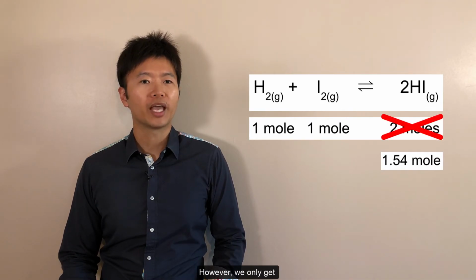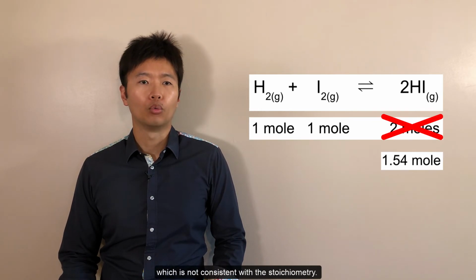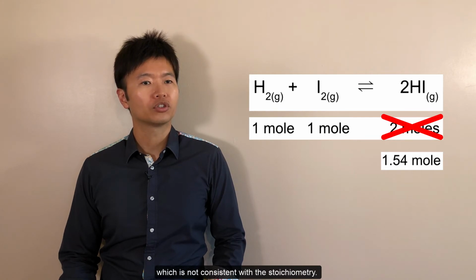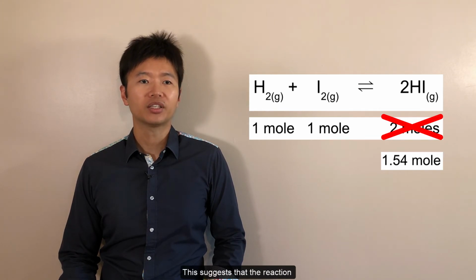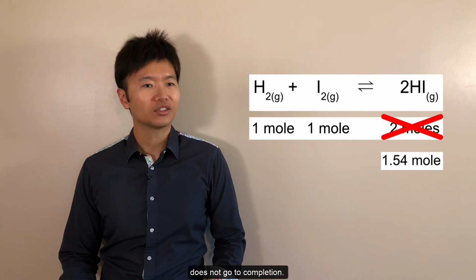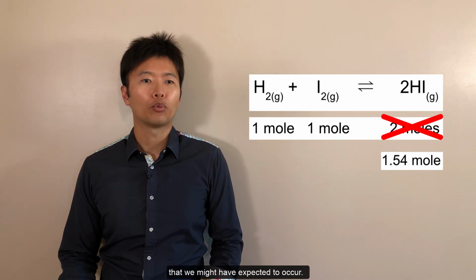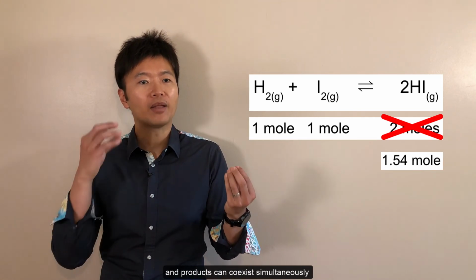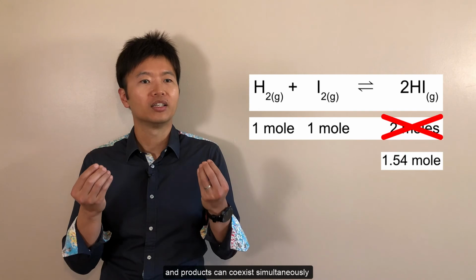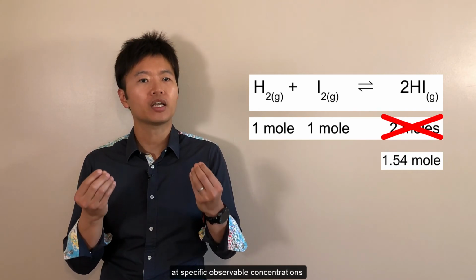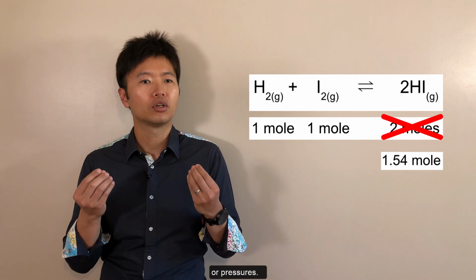However, we only get 1.54 moles of hydrogen iodide, which is not consistent with the stoichiometry. This suggests that the reaction does not go to completion. We did not get all of the hydrogen iodide that we may have expected to occur. Instead, we observed that the reactant and product can coexist simultaneously at specific observable concentrations or pressures.